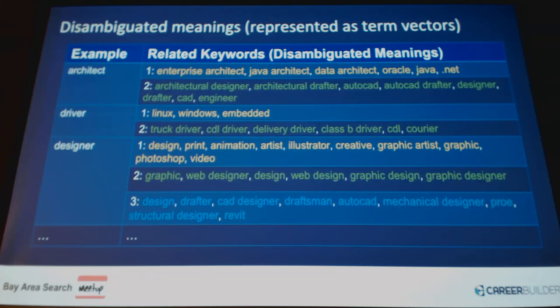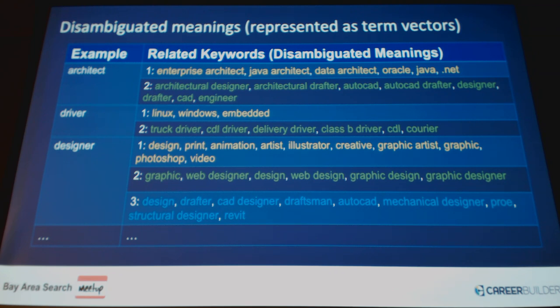Designer is particularly interesting. We see a lot of cases where this shows us some nuance, and so we actually get three different contexts here. The first looks like a graphic artist, I guess. The second is a web designer, and the third is more of an engineer drafter kind of context. I wish I had included the categories these came from here. But you can see there are some similarities between them, but you do end up with unique vectors associated with each context.